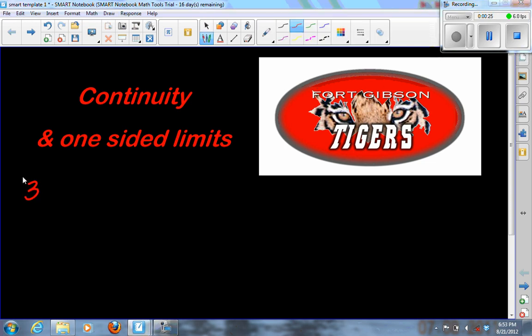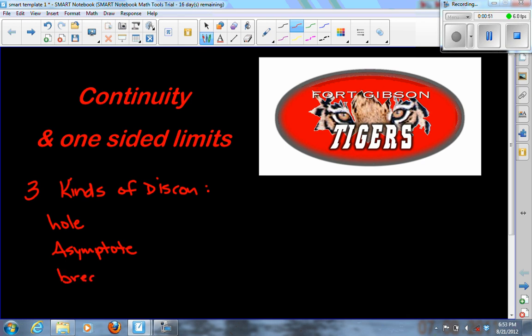So there are three kinds of discontinuities. Here are the three kinds that I could think of offhand. One of them would be a hole, and the other one would be an asymptote, and the other one would be a break. Now there could be others, but these three are really common.